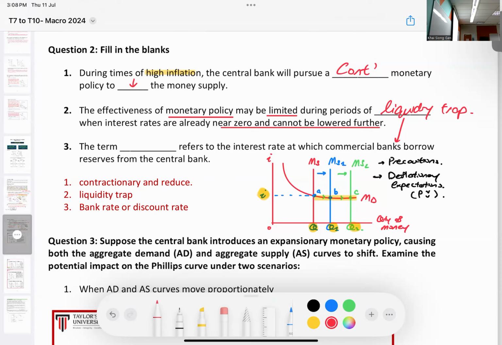Okay, next one. What term refers to the interest rate at which commercial banks borrow reserves from the central bank? So the commercial banks borrow among themselves or they borrow from the central bank. Among banks themselves, what we call the overnight policy rate, OPR. So we call it OPR or bank rate, or sometimes we call it discount rate. But in Malaysia we call it OPR. For simplicity, you just call it bank rate.